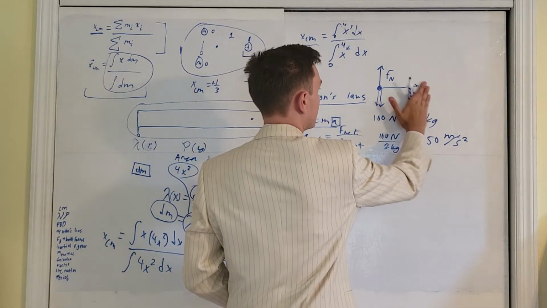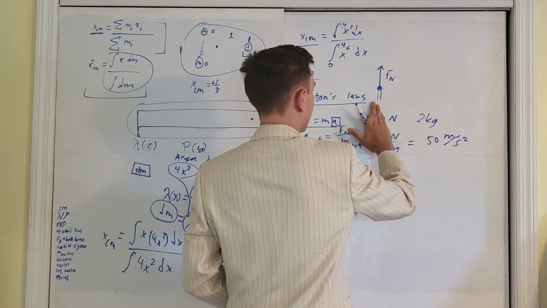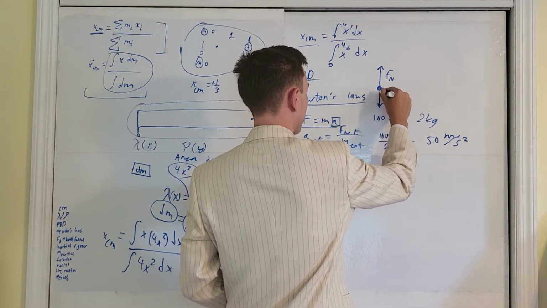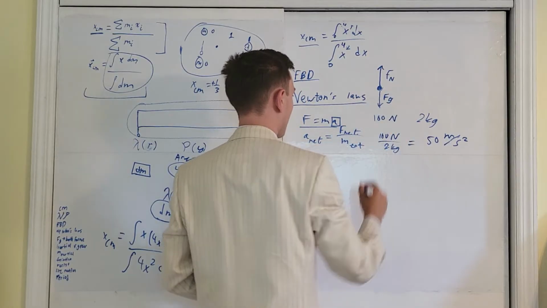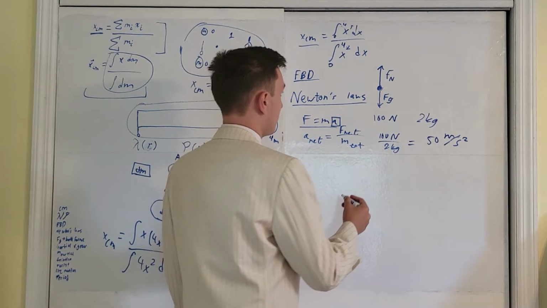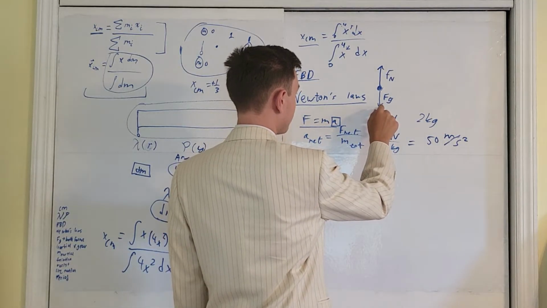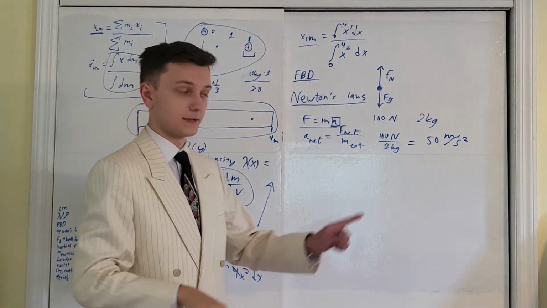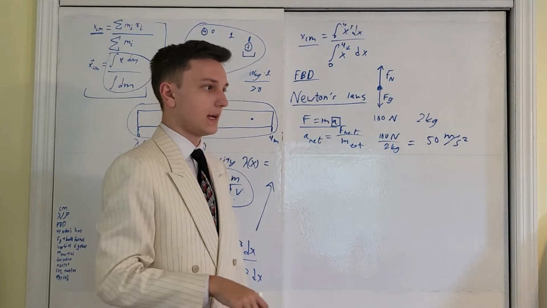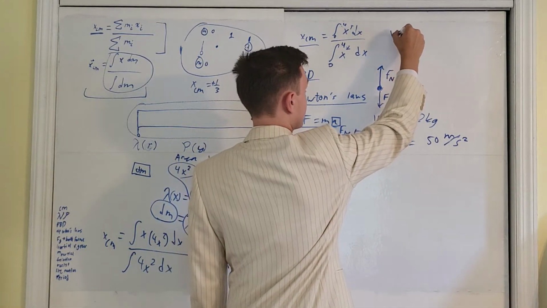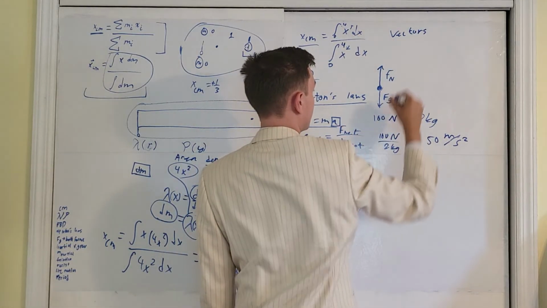If I were to revert back to the previous example where I had the force of gravity pulling me down and normal force from the floor opposing the force of gravity, I would say that the force of gravity is equal in magnitude to the normal force, but they're in opposite directions, okay? And this is where vector addition comes into play. Vectors are added tip to tail.